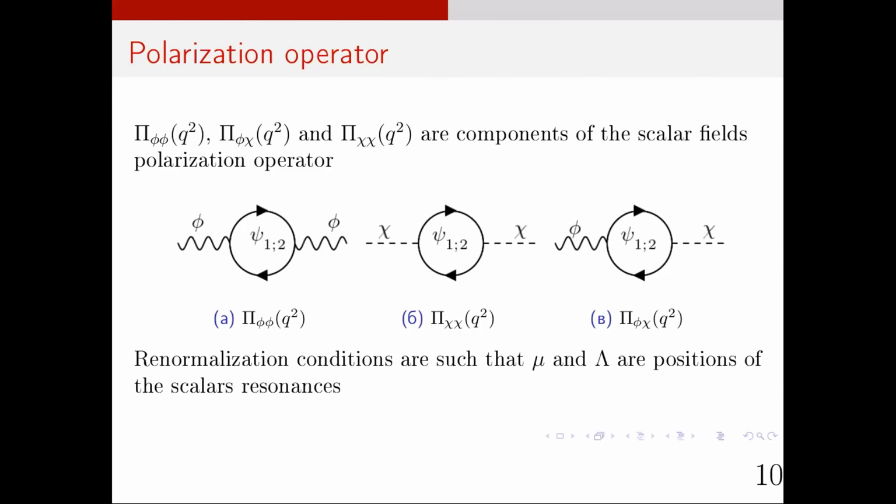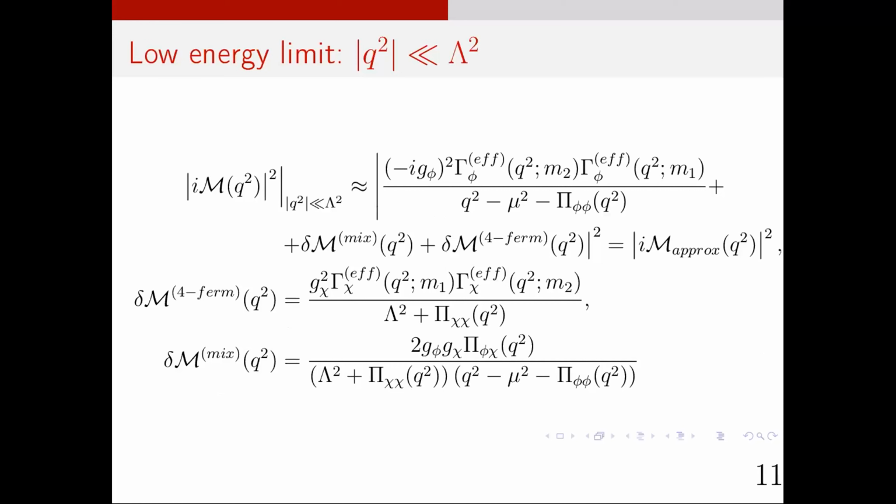So what would we have then in the limit when the heavy scalar decouples? In this limit, we take the matrix element of the scattering process in the limit when modulus of Q squared is much less than the mass of the heavy scalar boson.